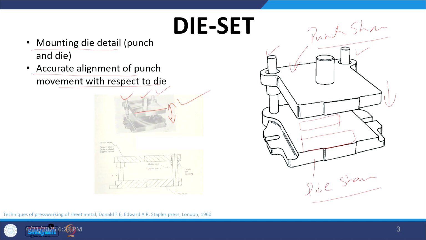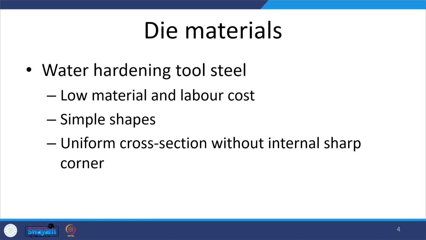Here you can see the guide pins, these are the rods, this is the punch shoe, this is the die shoe, and when the force is applied, the punch shoe will be moving down so that it remains parallel to the surface of the die shoe, and accordingly the punch movement will be aligned with the die. And this will not cause any trouble as far as smooth operation is concerned.